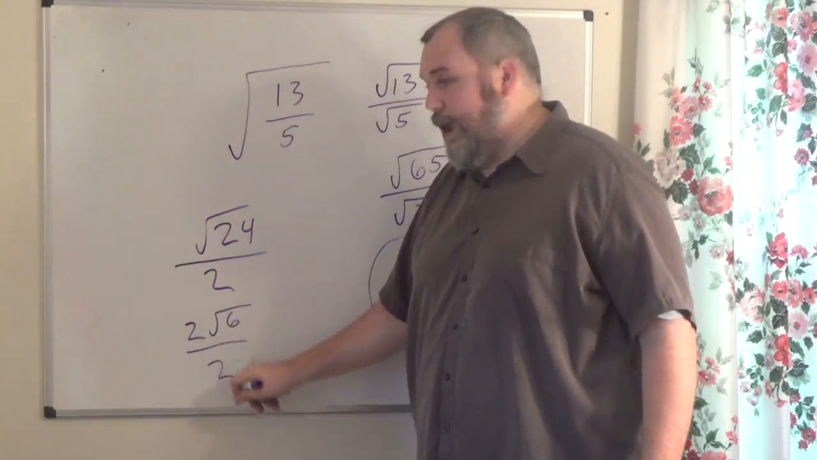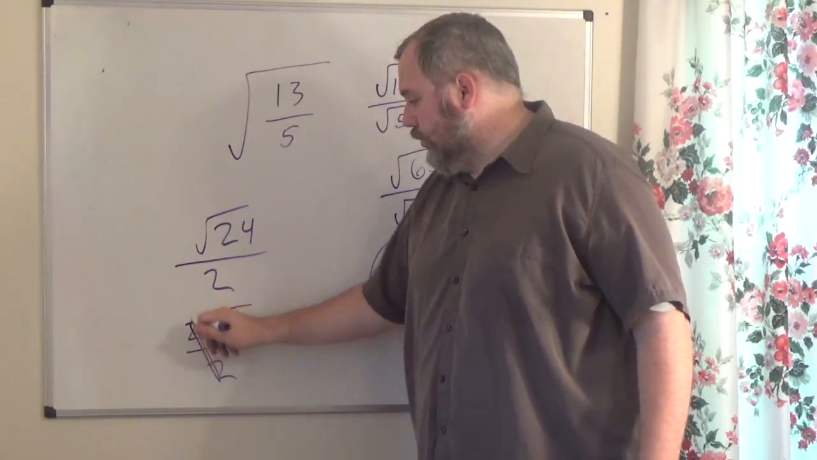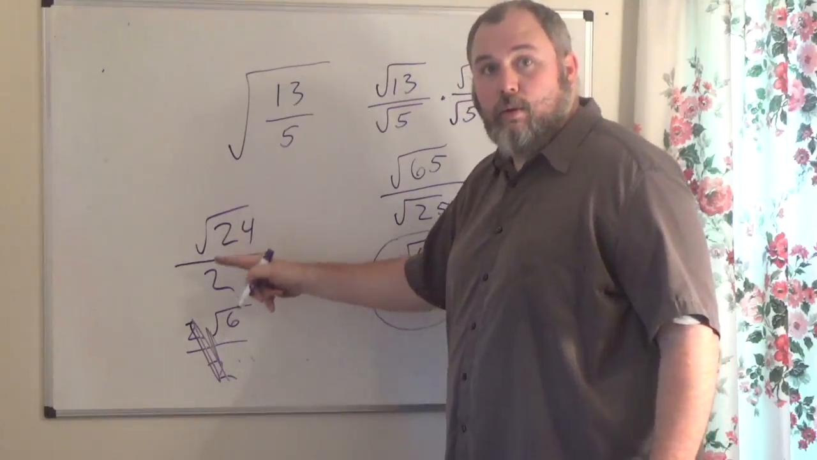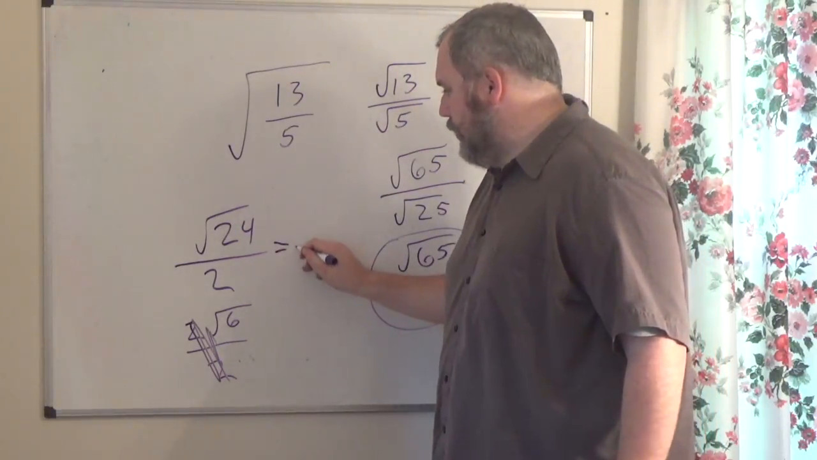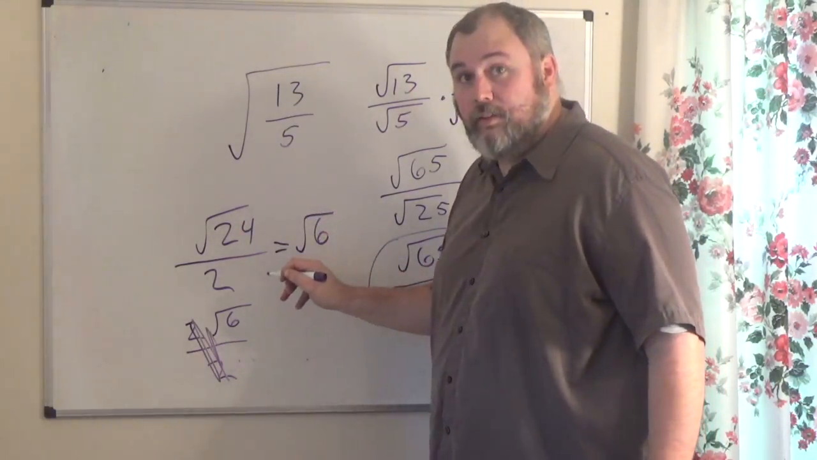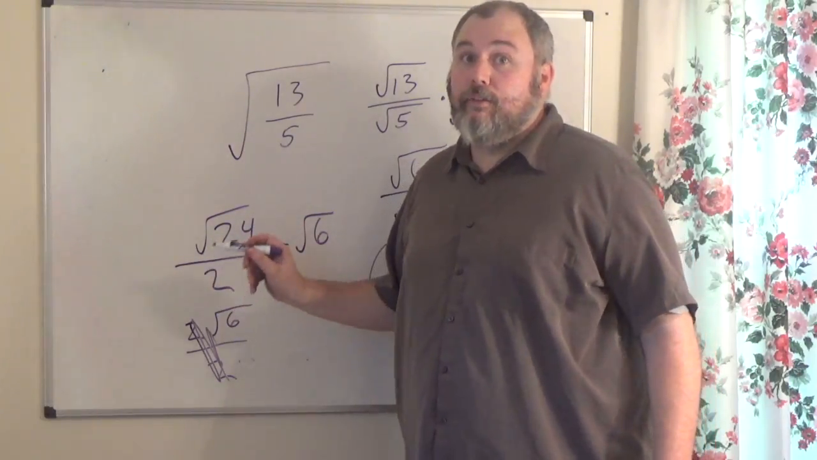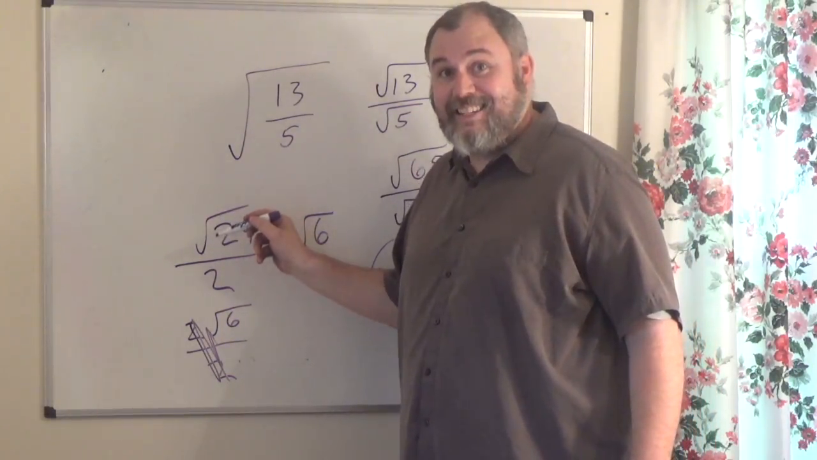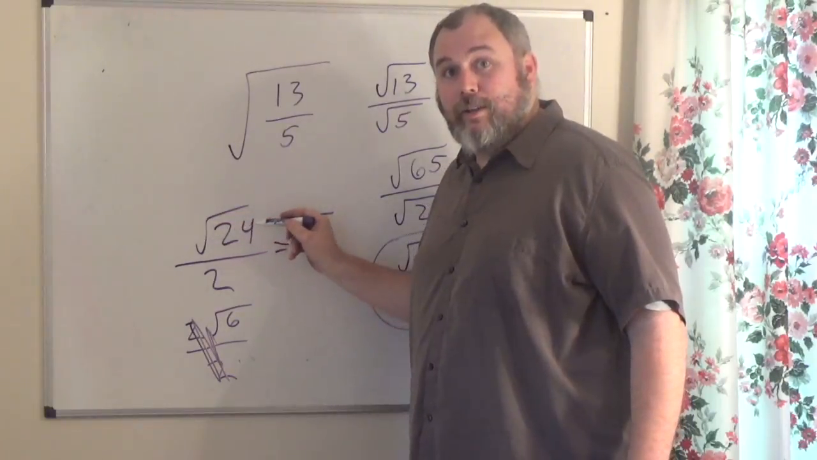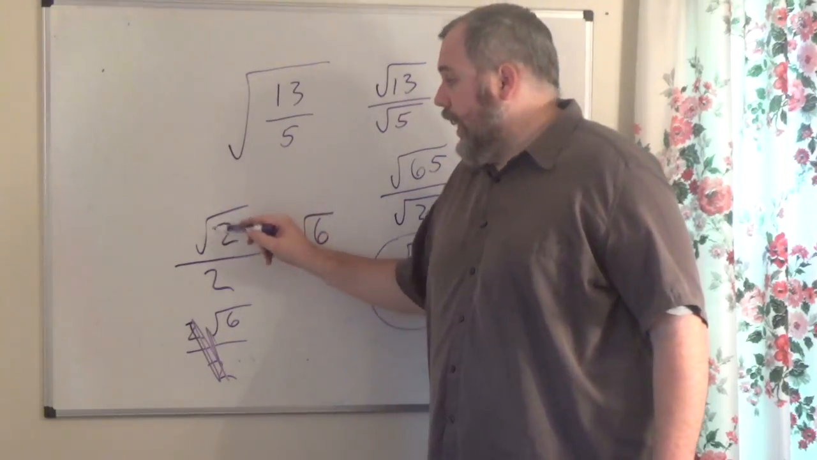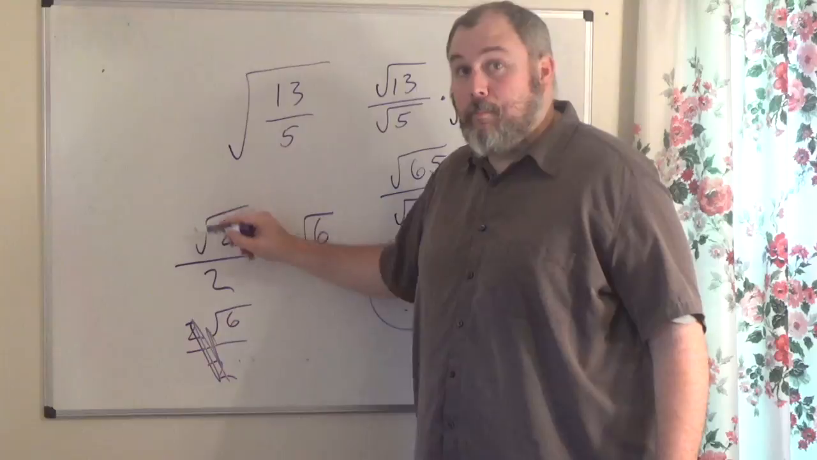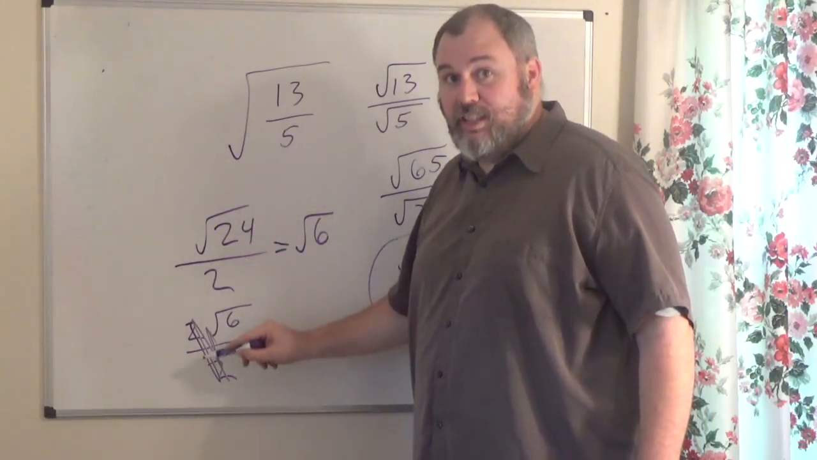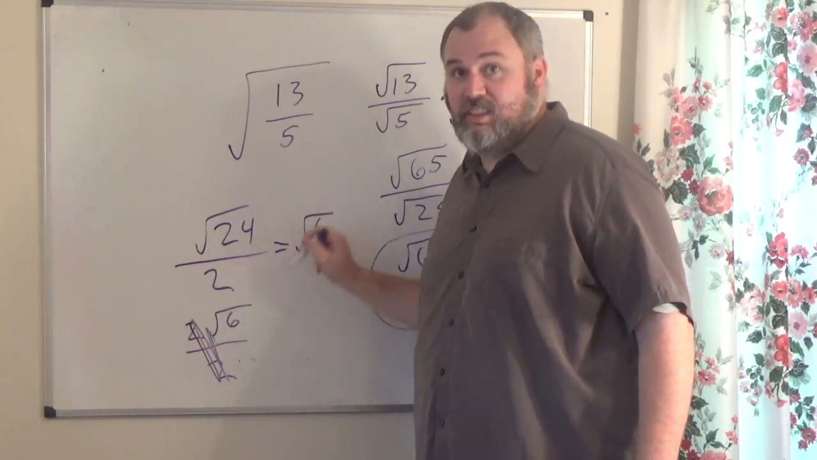Well, what happens here? These 2 are going to cancel out. So this ultimately becomes the square root of 6. So be aware of that. Sometimes when you rationalize the denominator, your numerator can be simplified even farther, and your denominator and your numerator may end up canceling out, just like it happened in here. So be cautious of that.